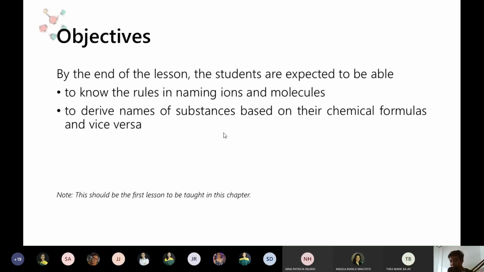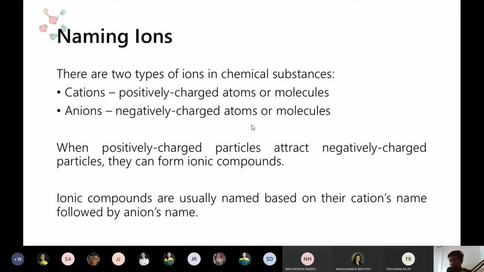So let's recall what are the rules in naming our molecules and ions. Let's begin with ions. We have two primary types of ions, depending on the charge. Our ions could be positively charged or negatively charged. When you say positively charged ions, it could be atoms or molecules as long as ion siya. We call it cations. Positive cations. Parang mga pusang naglalaro sa background ko. Then, pag negatively charged ang iyong atoms or molecules, you have anions na.